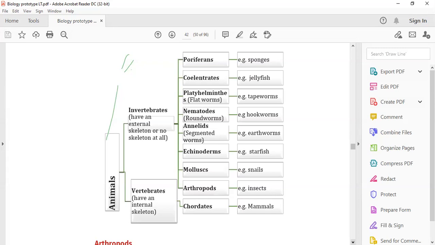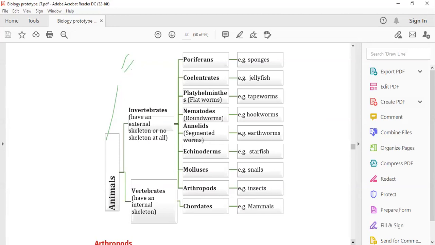If you're talking about the kingdom, Animalia, the spelling should end with IA. But if you're talking about the organisms which belong to that kingdom, then we call them animals. So it is wrong to say kingdom animals. No, we say kingdom Animalia. Animals means the organisms which belong to that kingdom.